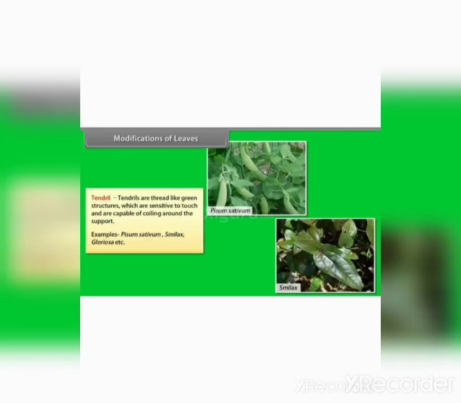Also, in some cases, we have leaf tendrils. These are thread-like structures, and they provide support to weak stems, for example, in pea plants. Now, grapevine is an example of stem tendril, whereas in pea, the tendrils are modifications of leaves.